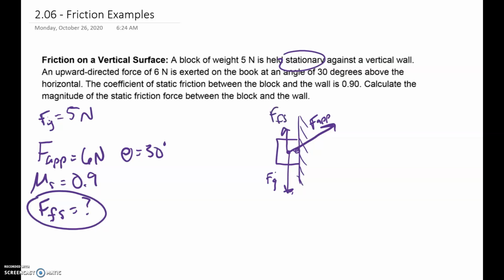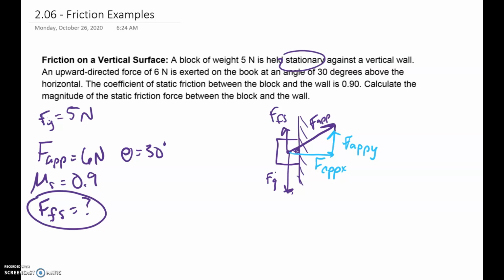Alright. I also drew it a little smaller than force of gravity. I did that on purpose because my applied force is off at an angle kind of with respect to horizontal and vertical. We're going to have to break up the applied force into a rightward and upward vector. So force applied in the x and force applied in the y.